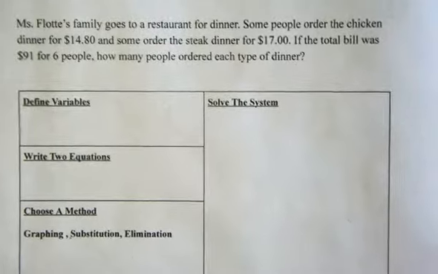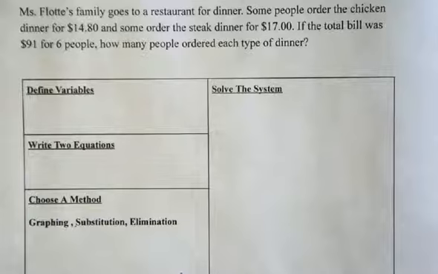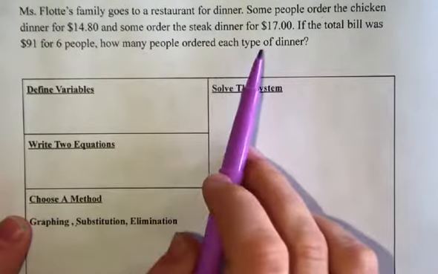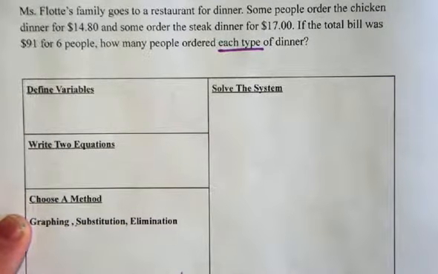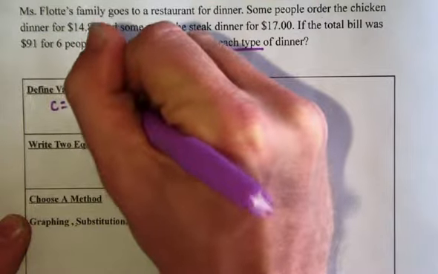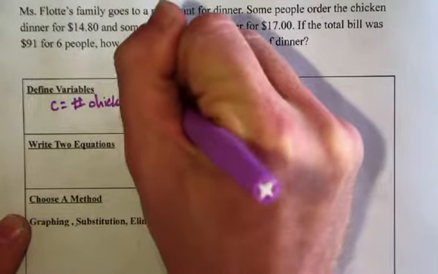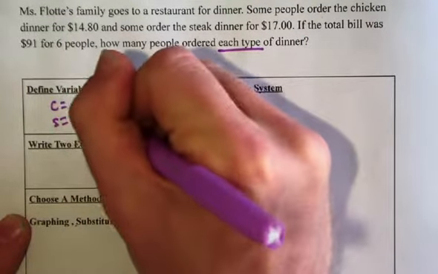It says, Miss Flote's family goes to a restaurant for dinner. Some people order the chicken dinner for $14.80. Some order the steak dinner for $17. If the total bill was $91 for 6 people, how many people ordered each type of dinner? Okay, well, we got to define our variables. It says, how many people ordered each type of dinner? I see each type. So we need to know the number of chicken dinners and the number of steak dinners. So let's have C equal the number of chicken dinners and S equal the number of steak dinners.